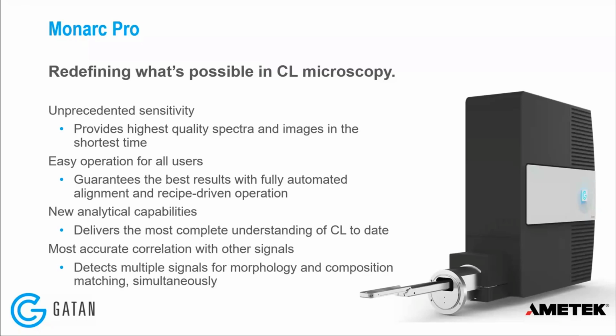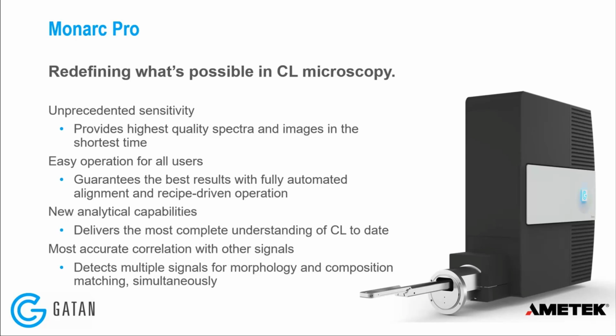It delivers brand new analytical capabilities to give you the most complete understanding of CL to date. And really rather importantly for this sort of microscopy setting, we have really accurate correlation with other signals in the SEM. So we can detect many of the electron signals with the Monarch detector, and also in some cases with some optional components, we can also perform EDS simultaneously as well. And again, I'll show you an example of that in some later slides.